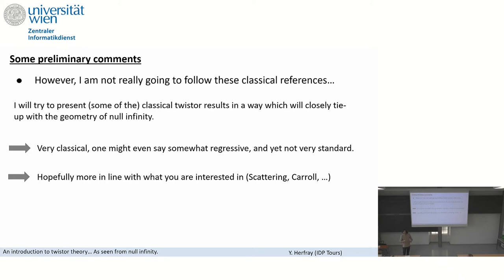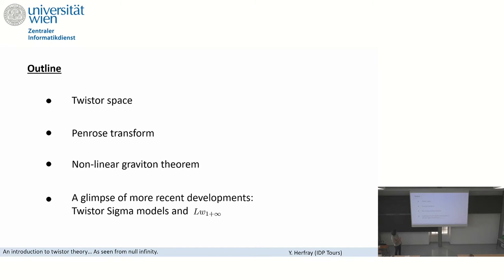Nowadays, the focus is also a lot on scattering amplitudes, and scri is back in the game. Twistor theory has been very useful in this setup. We are interested in Carrollian geometry and trying to see how it relates. So hopefully this point of view will be useful for you. Okay, so this is going to be my outline, but do you have any questions about this in general?